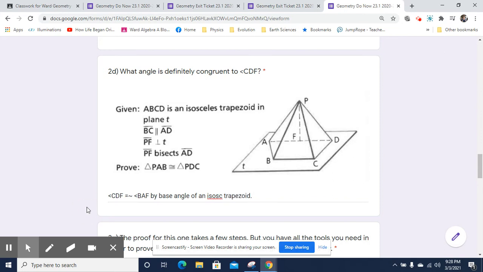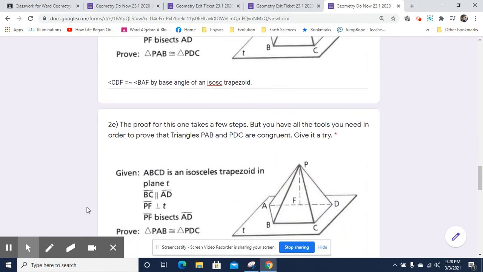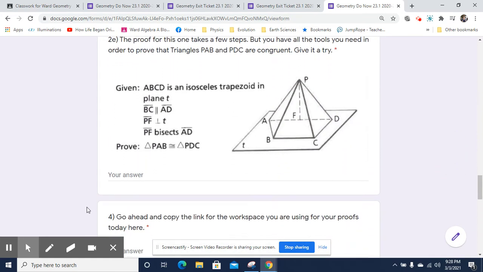Okay. Now, let's take a look at the proof for this. So we have some information that we've established. We established that these two segments are congruent because they're bisected. We've established that this angle and this angle are congruent. If I draw FC and FB, I'll have right angles.